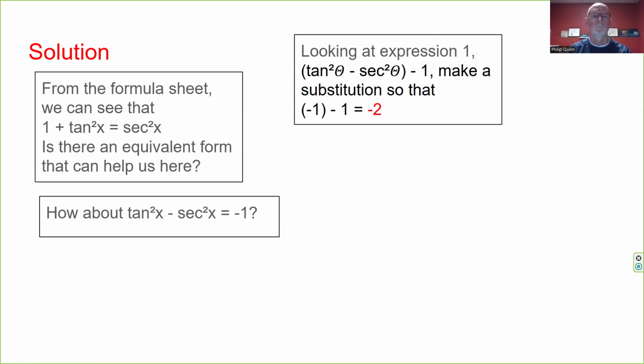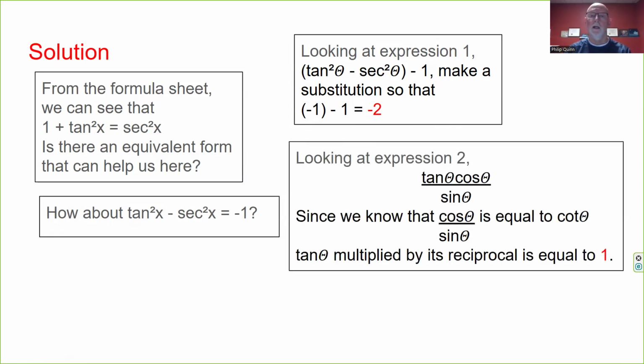Now looking at expression 2, we have tan θ times cos θ over sin θ. We know that cos θ over sin θ is equal to cot θ. And then if we take the tan θ that was already there and multiply by its reciprocal, which is cot θ, that's always equal to 1. Anything multiplied by its reciprocal is equal to 1. So expression 2, its numerical value is 1.